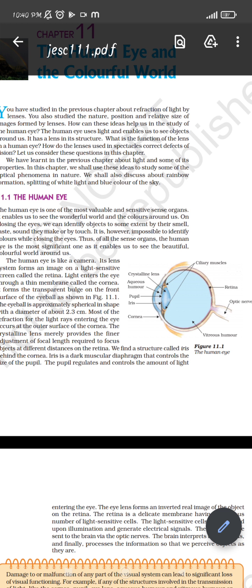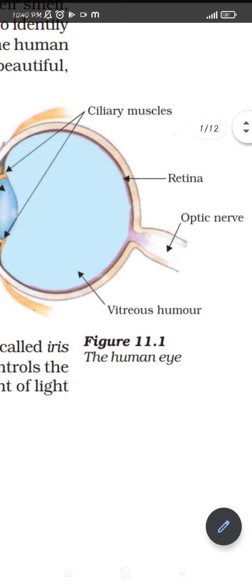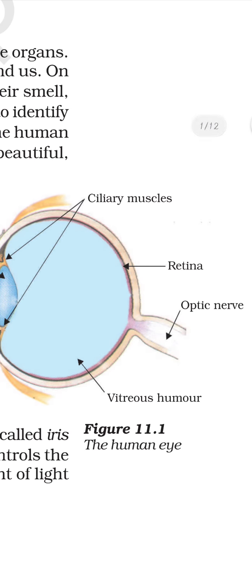And what happens to this image? The image formed on the retina is conveyed to the brain. The optic nerves convey this message to our brain. Okay, that's how our brain identifies an object. So the sensation of vision is given rise to by the eyes and the optic nerves.